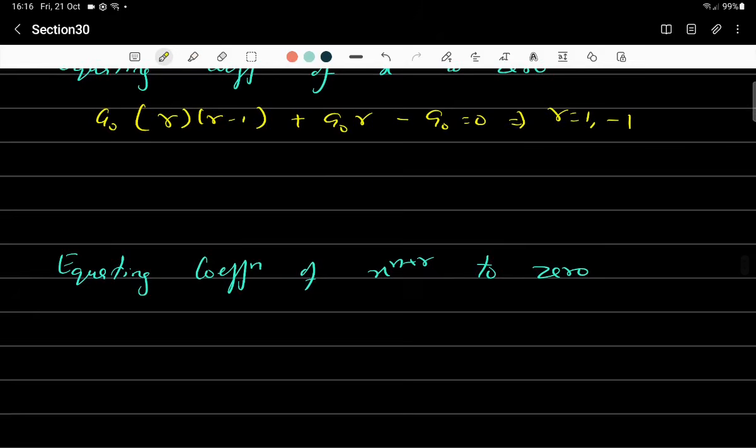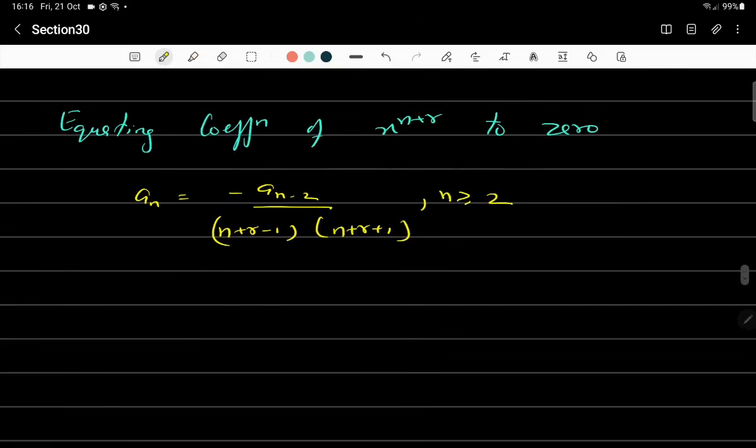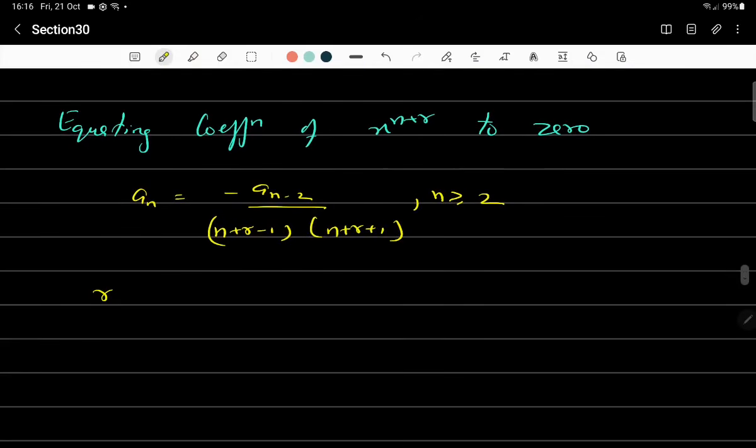First let's compute the indicial equation. So if you get the coefficient of x raised to the power r, it would be a naught. From the first term I get r(r minus 1), from the second I get a naught r, the third one does not have any, and the last one gives minus a naught. You solve it, then r comes out to be 1 and minus 1. They differ by an integer, unequal. It can be either case 3 or case 4.